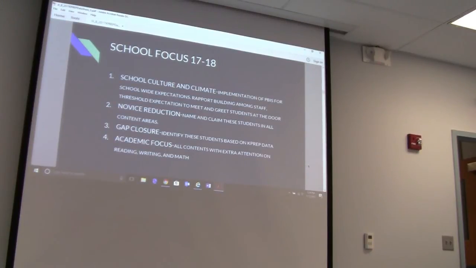So we went back to an implementation of PBIS, Positive Behavior Intervention and Support, just to get school-wide expectations, because we did see an increase in discipline referrals last year of about 120 compared to the year before. So we wanted to go back, making sure we're all on the same page, especially with our new folks coming into the building. Rapport building among staff was crucial because we had a major construction over summer, so we didn't get into the building as much as we wanted, but we're trying to build a rapport with our staff.